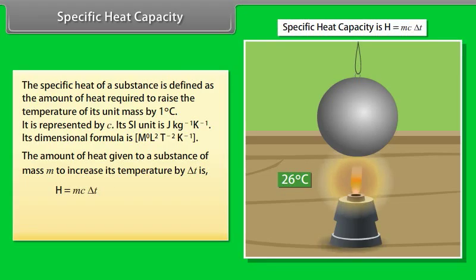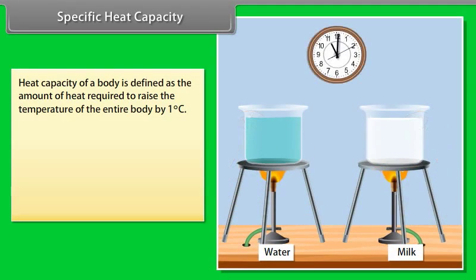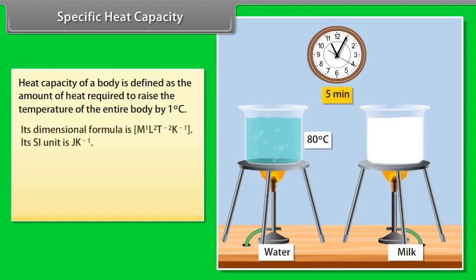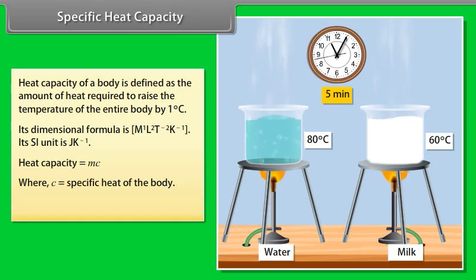H is equal to mc delta T, where H is equal to amount of heat required and C is equal to specific heat of the body. Heat capacity of a body is defined as the amount of heat required to raise the temperature of the entire body by 1 degree Celsius. Its dimensional formula is M L squared T to the power minus 2 K to the power minus 1. Its SI unit is joule per Kelvin. Heat capacity is equal to mc, where C is equal to specific heat of the body and m is equal to mass of the body.